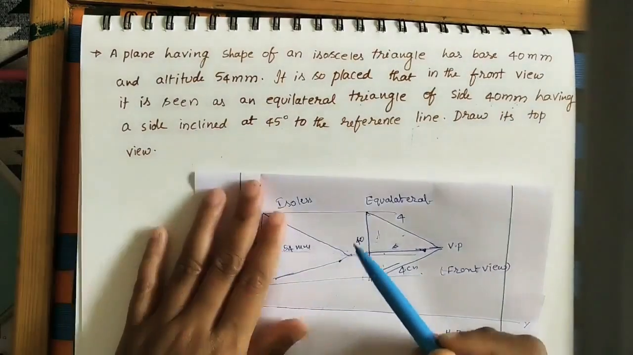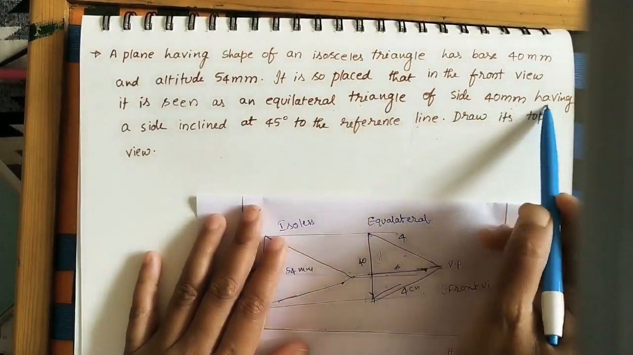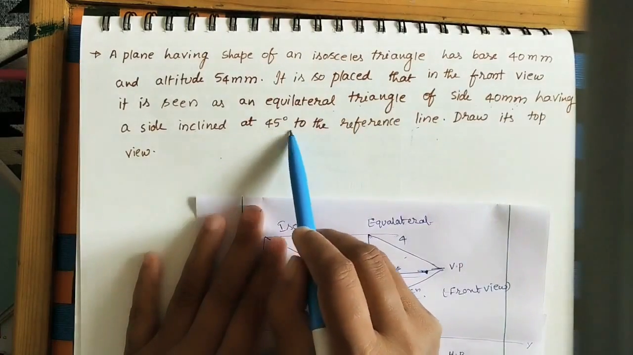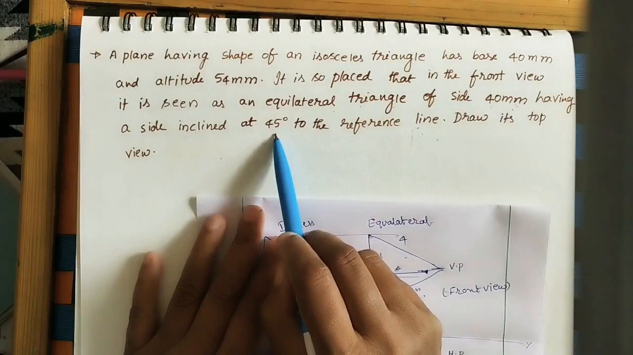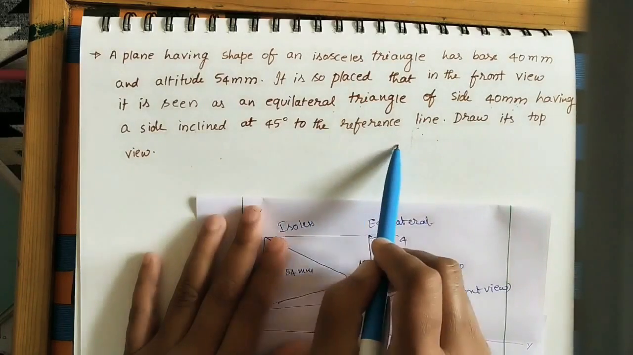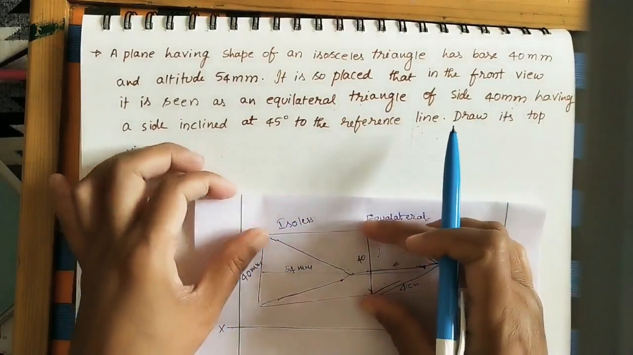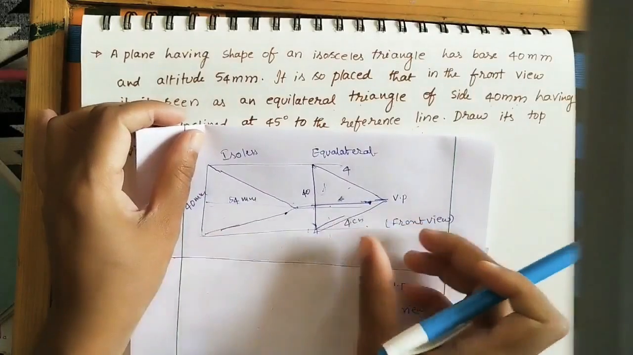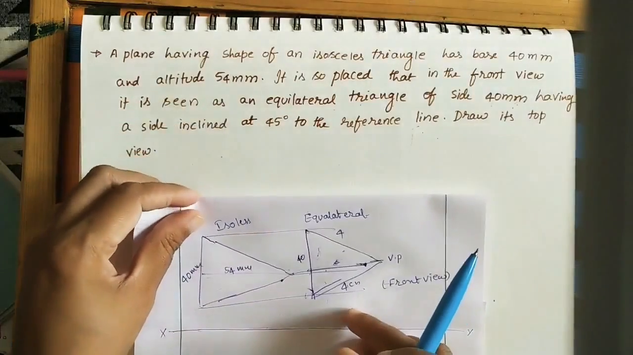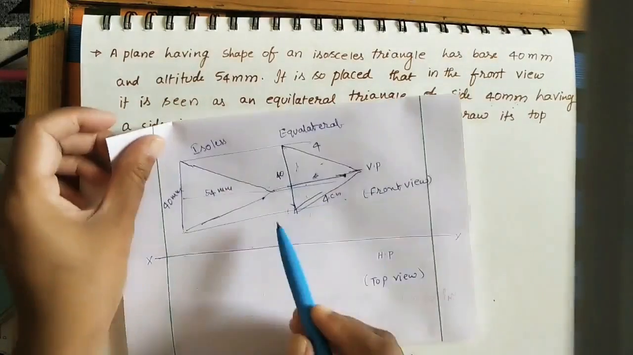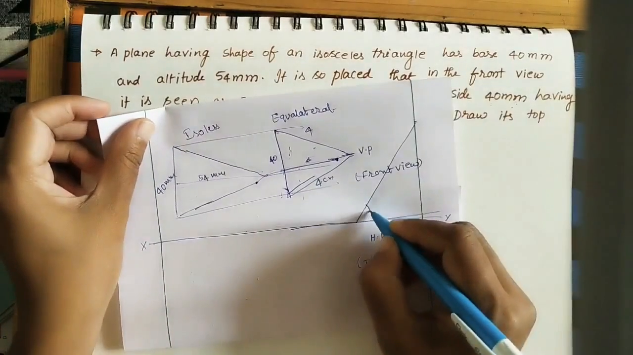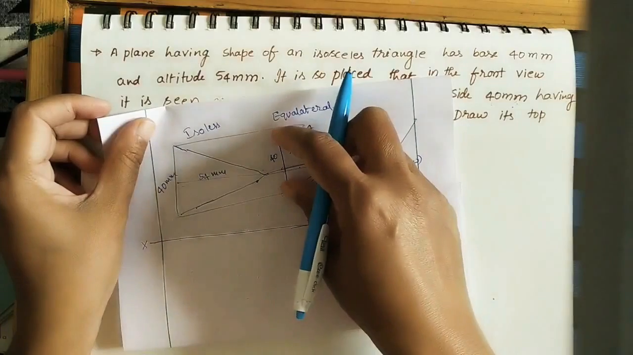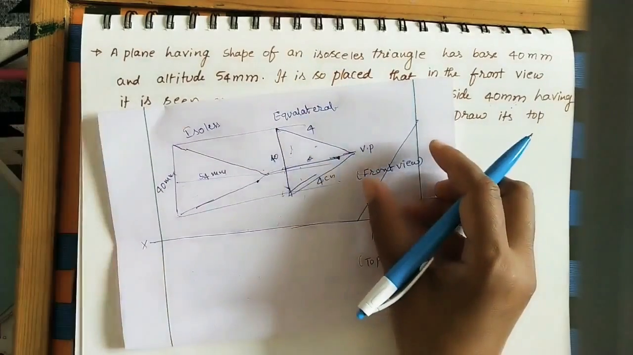Again, what he has given: this equilateral triangle of 4 centimeters has a side inclined at 45 degrees to the reference line. So one of the sides of the equilateral triangle is making 45 degrees to the reference line. I am taking this side initially. Reference line means the XY line. With the XY line, I just take roughly here a 45 degree line. This side is making 45 degrees.